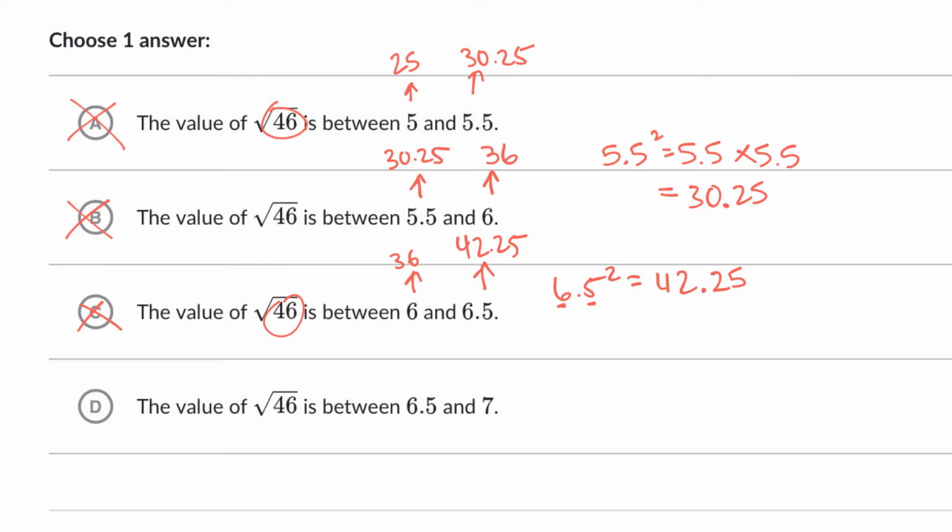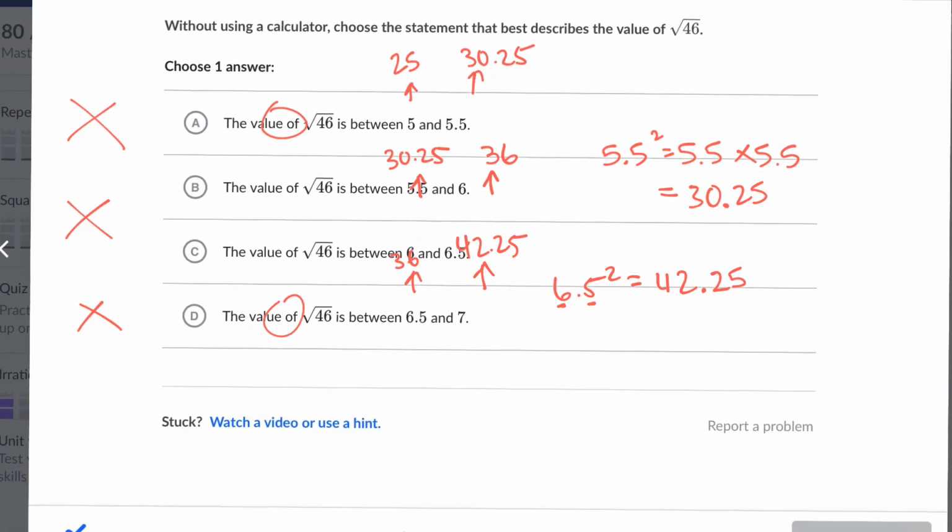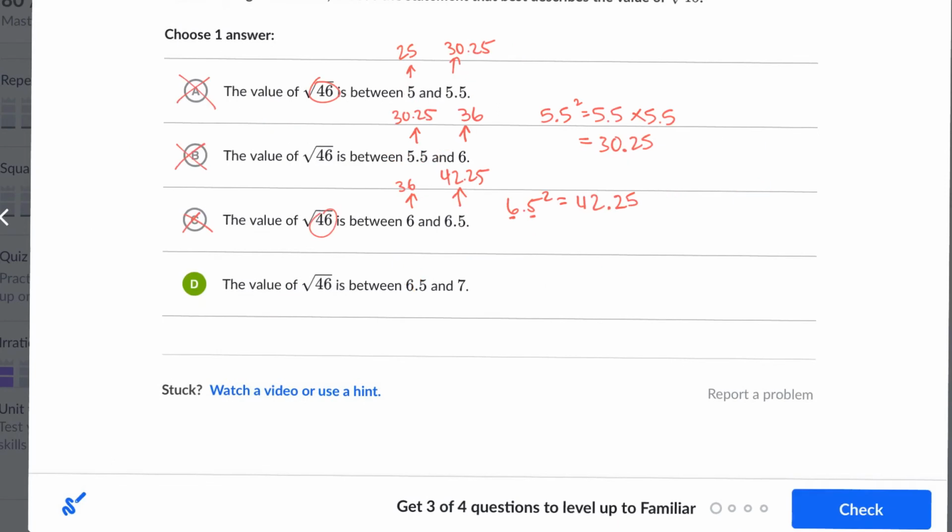So I'm going to bring this down so we can see everything. I'm going to choose D. Got it. Okay, let's try another. I've got to erase all this stuff here.